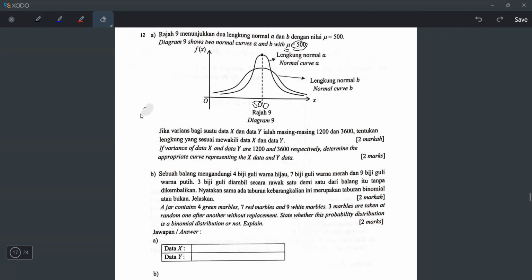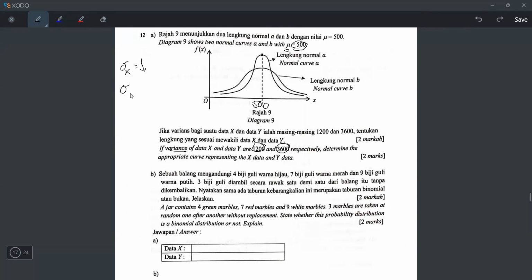Okay, now I think I can read the question. If variance of data x and data y are 1,200 and 3,600, determine the appropriate curve represented x and y. So we can say that x has a smaller variance. If x has a smaller variance, means the standard deviation for x is also smaller. Because the formula for calculating standard deviation is just square root the variance, right?